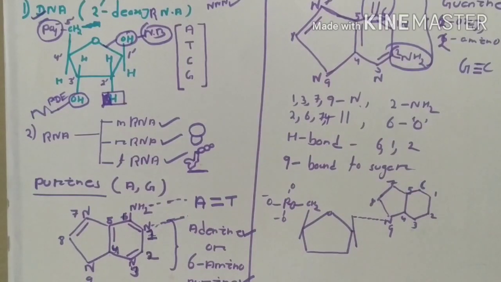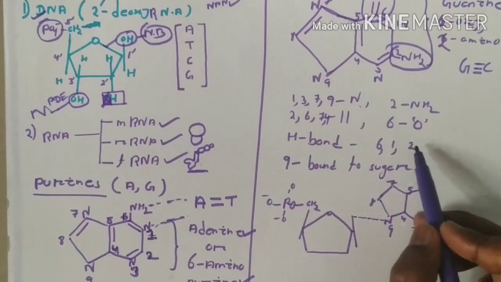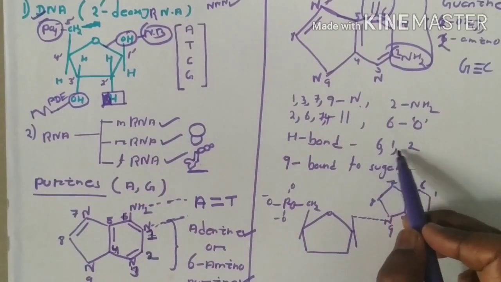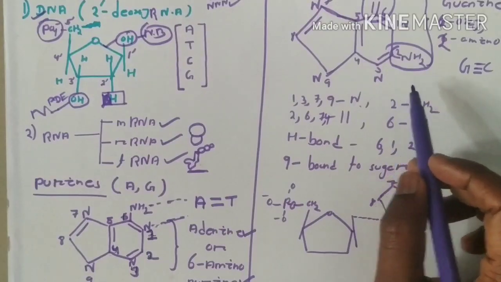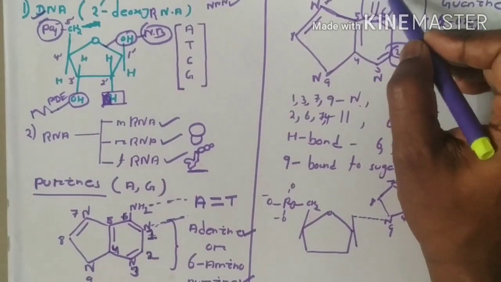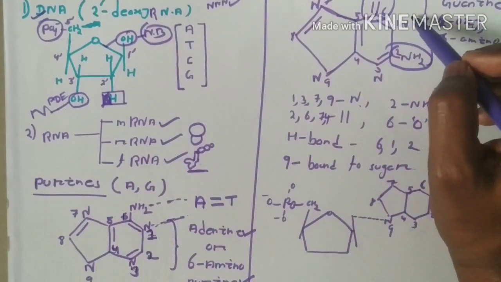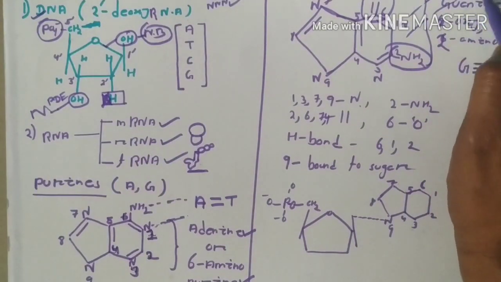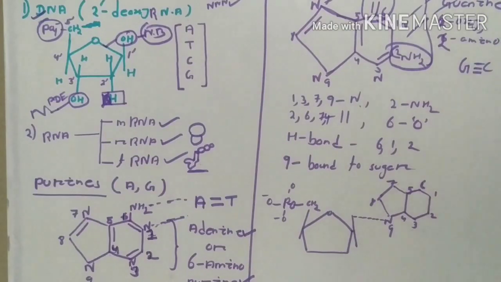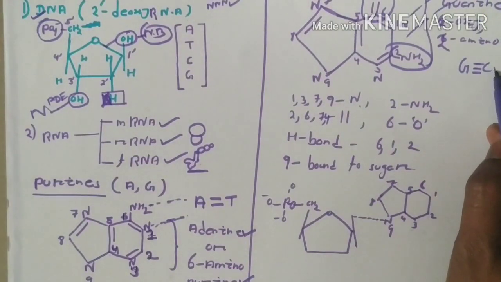So these hydrogen bonds have formed or attached to the 6, 1, 2 positions of this guanine, like this position, 6, 1, this position, and 2, this position, and there will be GC, cytosine. Your G will form hydrogen bond with C.